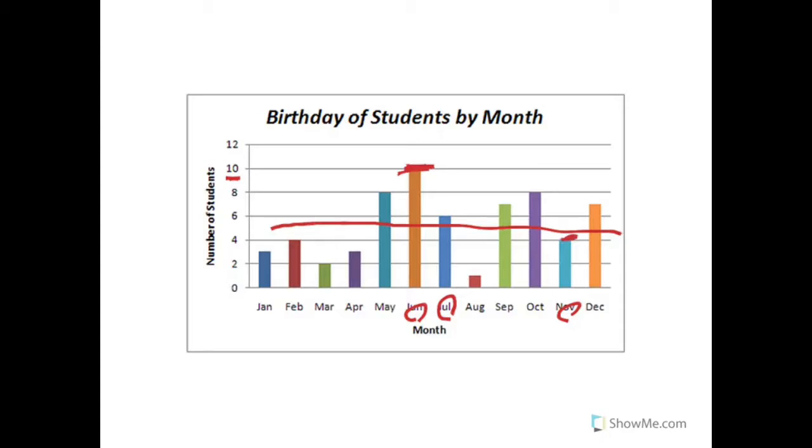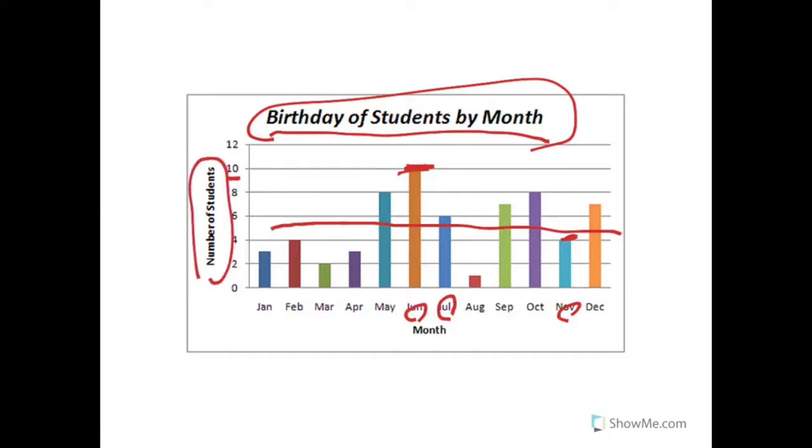Some of the key features, you'll notice that this is in color. It's very easy to read, it's very easy to look at. It is labeled. Okay, not only does it have a title, but the labels tell you that these numbers are the number of students, and that these are the months that we're looking at. Okay, so bar graphs can be very helpful in that manner.